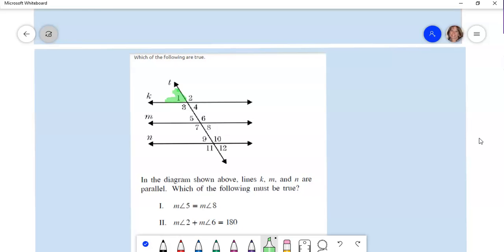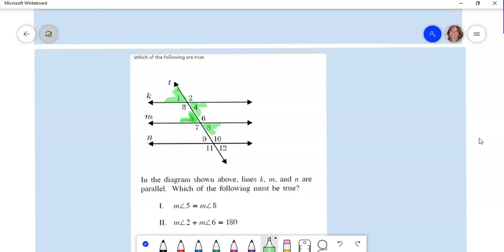So we first should recognize that angle 4 is vertical to angle 1. Then we could say that corresponding to angle 1 would be angle 5. Also corresponding to angle 4 is angle 8, but angle 8 is also vertical to angle 5. So far we have angle 1, angle 4, angle 5, and angle 8 as congruent to each other.